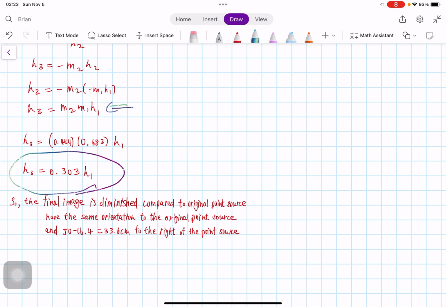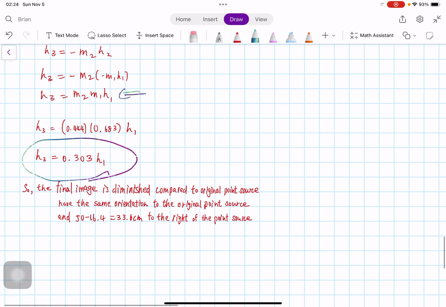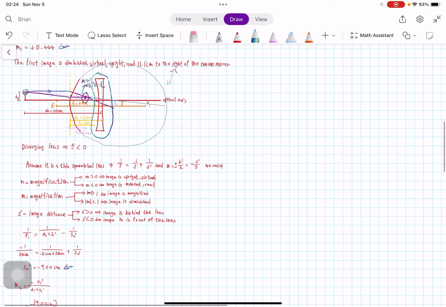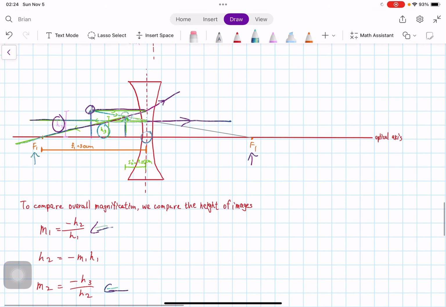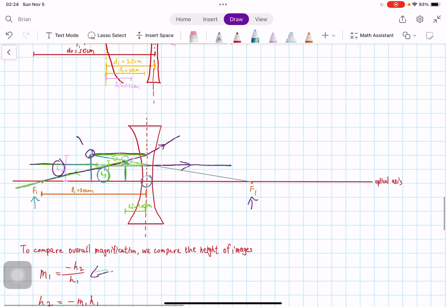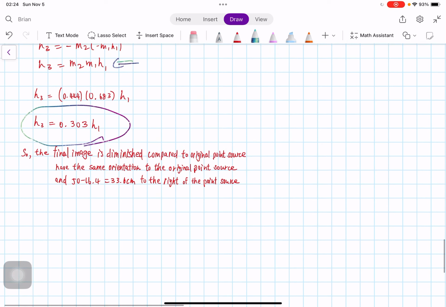And we're trying to think if this makes sense. But we could first draw the conclusion that the final image is diminished. So we're trying to figure out if it is diminished. So we look at the first ray diagram. This is the original object. It is diminished after the first image formation. And we're looking at the second image, the second ray diagram. This is the first image, this is the second image. So everything is diminished. So the first one is checked.